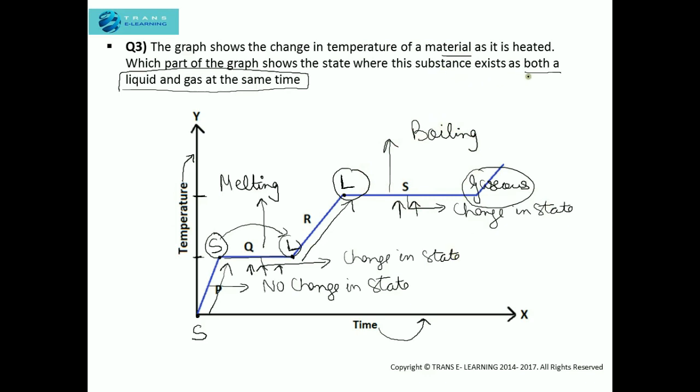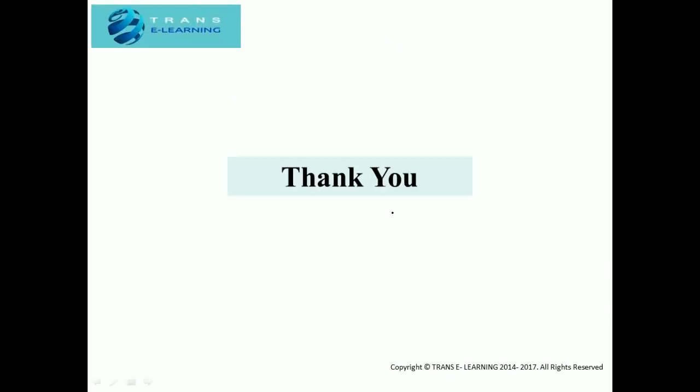So as per the question, which part of the graph shows the state where the substance exists as both a liquid and gas? The answer is S part of the graph, because you can see here at one point we have liquid and on the other point we have the gas. So this part, the S part of the graph, represents the phase where liquid and gas exist at the same time. So that was all about the first video related to practice problems on heating curve.